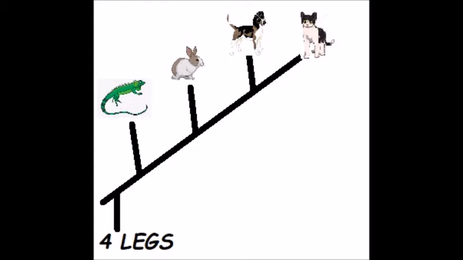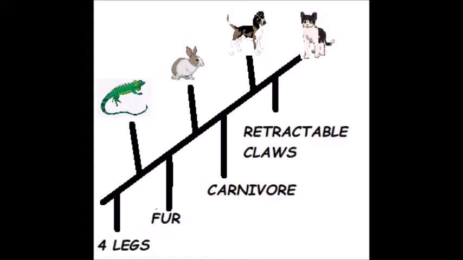So I'm going to make a line straight down between the iguana and the rabbit, showing that that's when fur came about. Because after I put that line, every animal has fur. Then I'm going to write in between the rabbit and the dog, I'm going to write carnivore, showing that after carnivore, only the dog and cat came. Then after the dog, I'm going to put retractable claw, showing that the cat is the only animal that has that retractable claw.